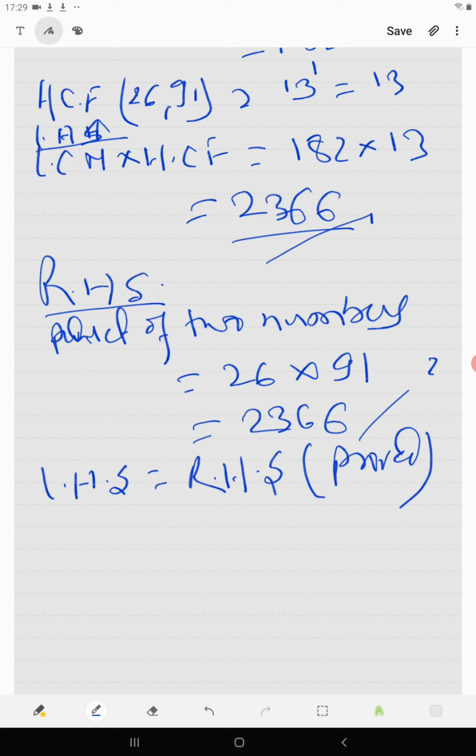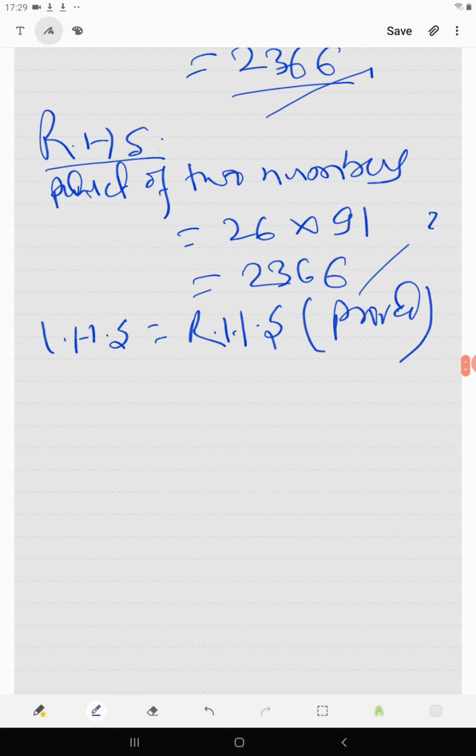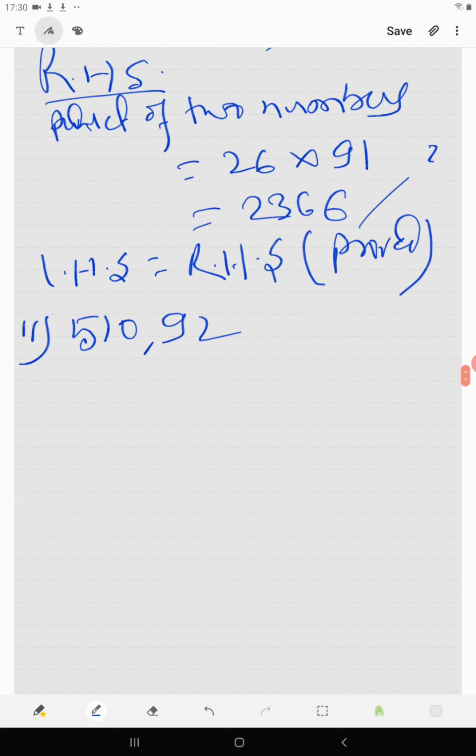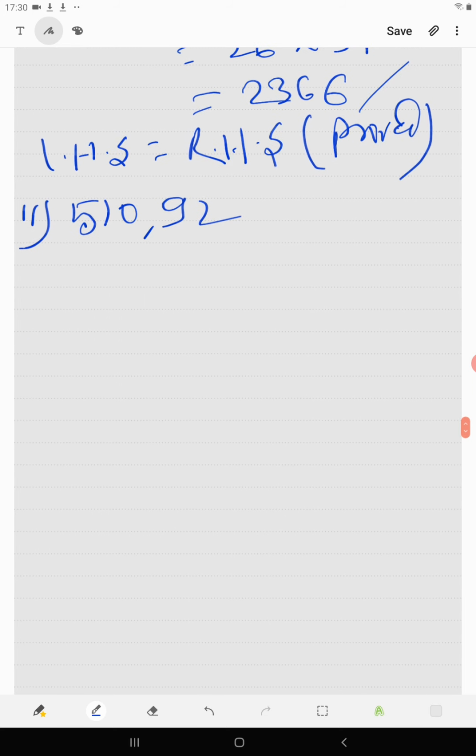So the second problem is 510 and 92. Okay, so let's do 510 first.